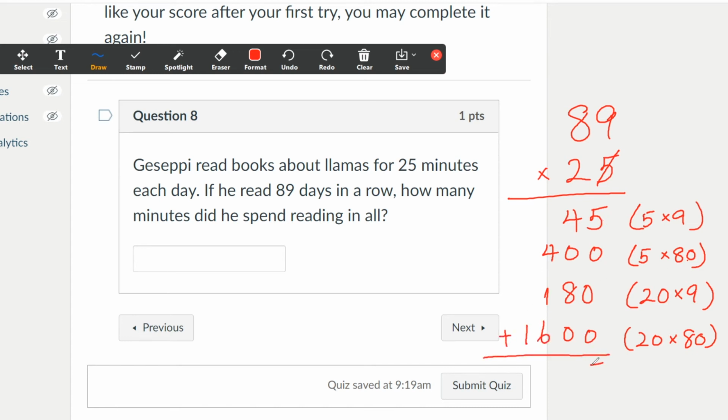5 plus nothing is 5. 4 plus nothing plus 8 plus nothing is 12. Regroup the 1. 4 plus 1 is 5. Plus 1 more is 6. And 6 plus 6 is 12. 1 plus 1 is 2. So altogether, he read 2,225 minutes.